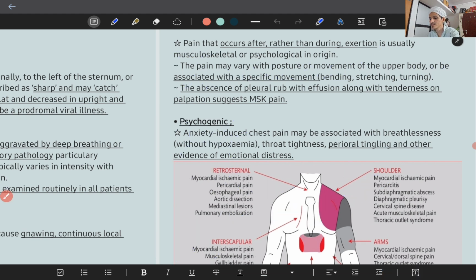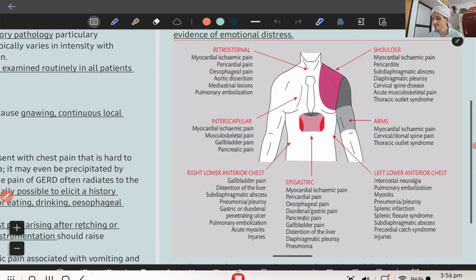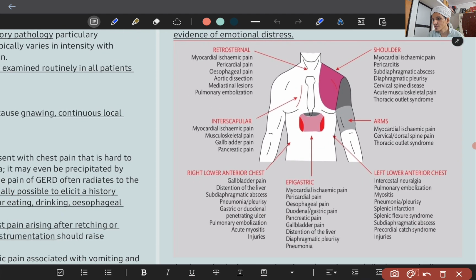Now coming to, this is a good diagram to remember. See, retrosternal pain. Remember this one, and also this retrosternal pain. What may be the causes? Myocardial ischemic pain, pericardial pain, esophageal pain. Remember the central structures of the chest. So the causes of the central pain are the central structures of the chest: myocardial ischemic pain, pericardial pain, esophageal pain. There will be aorta, aortic dissection, mediastinal lesion, and massive pulmonary embolism. These are the causes of central retrosternal chest pain.